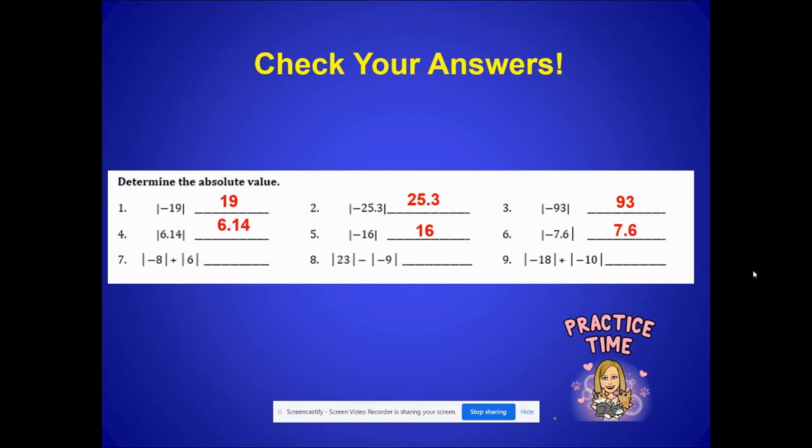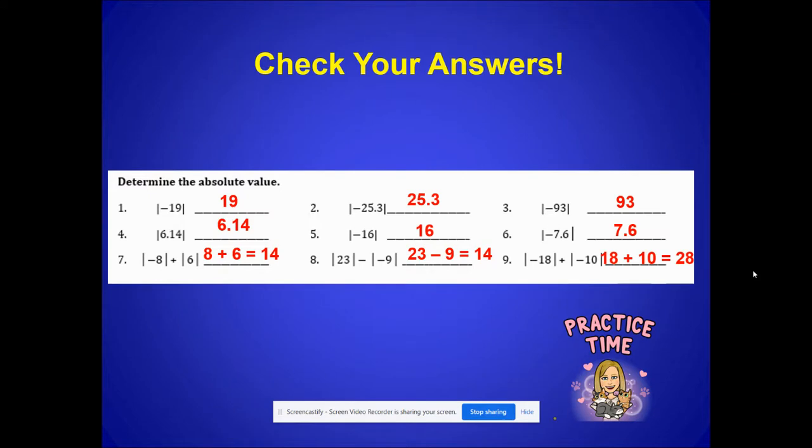Number 7, the absolute value of negative 8 plus the absolute value of 6 would be 8 plus 6, which is 14. Number 8, the absolute value of 23 minus the absolute value of negative 9 is 23 minus 9, which is 14. Number 9, the absolute value of negative 18 plus the absolute value of negative 10 is 18 plus 10, which is 28.